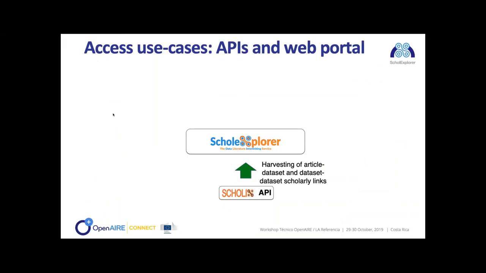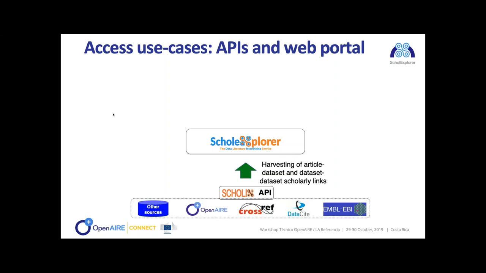Now Natalia mentioned already our standalone services, and I'll go quickly through this. Scholar Explorer is certainly one of those. We are collecting links using a standard that is called Scholix that we have devised together with other partners worldwide, including DataCite, Elsevier, and so on. Scholix is basically a simple data model and exchange format that allows to express links between publications and datasets, data and datasets, and so on.